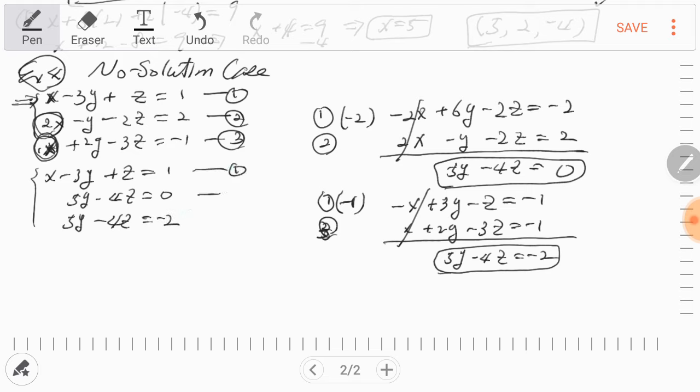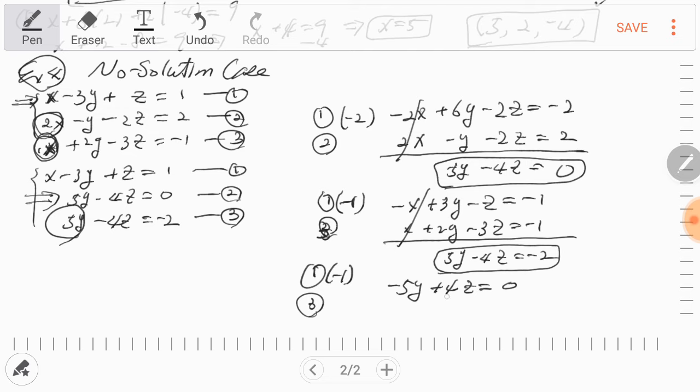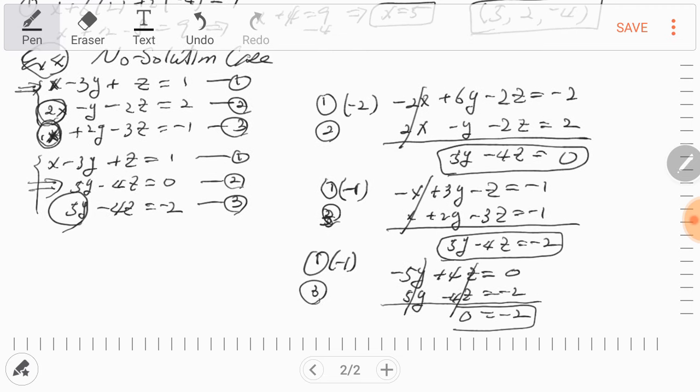So the second and third equations have only the terms y and z. From here, let's get rid of this 5y using the second equation. Since the coefficients of y are the same, why don't we multiply the second equation by -1 and add it to the third equation. So -5y plus 4z equals 0, and the third equation is 5y minus 4z is equal to -2. Add these two, then the y terms and z terms cancel out, leaving -2. So this is the third equation.